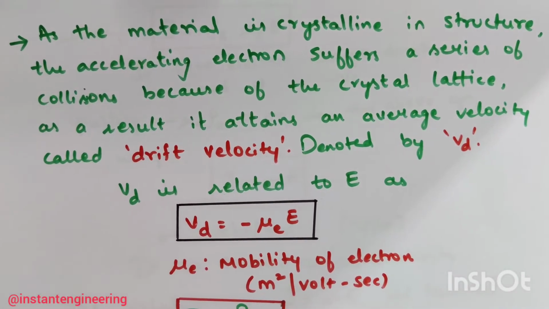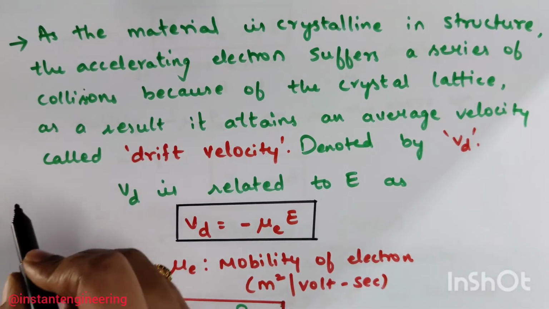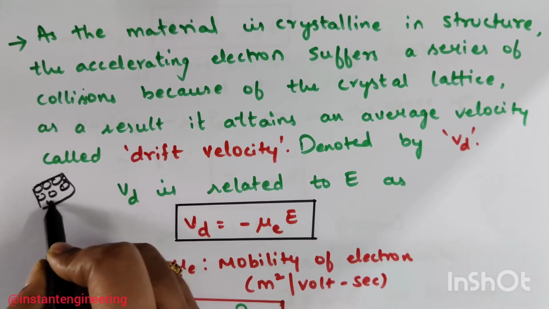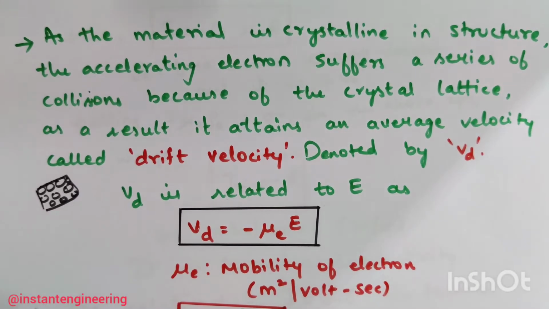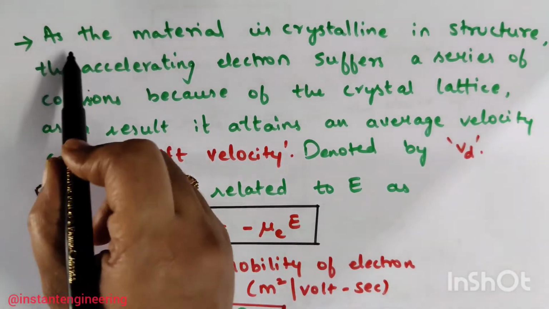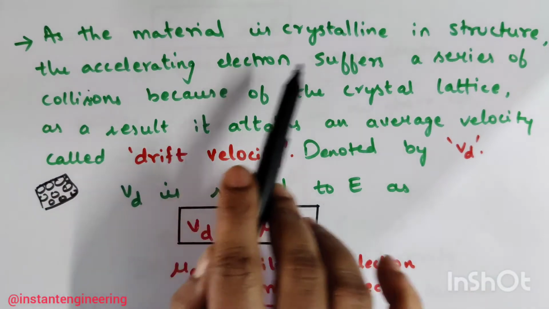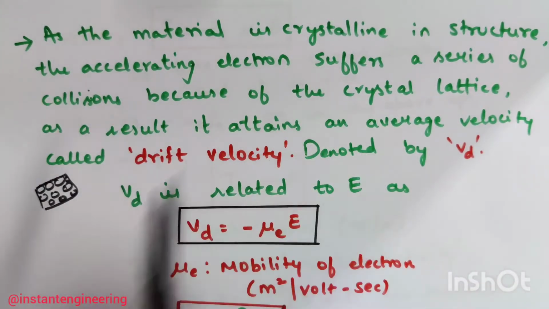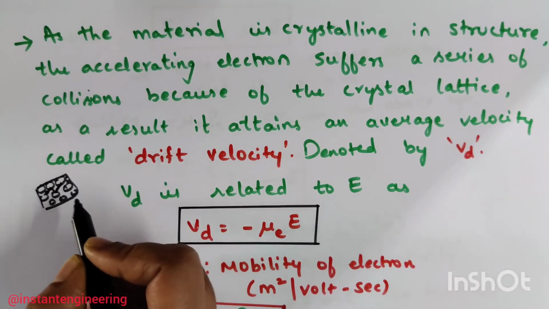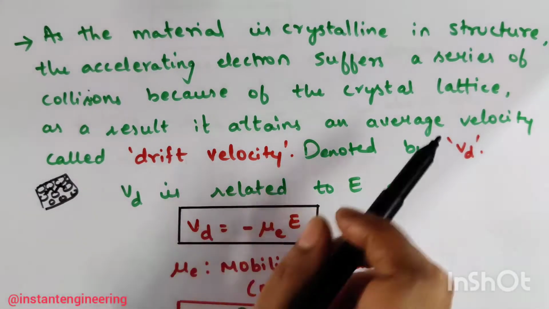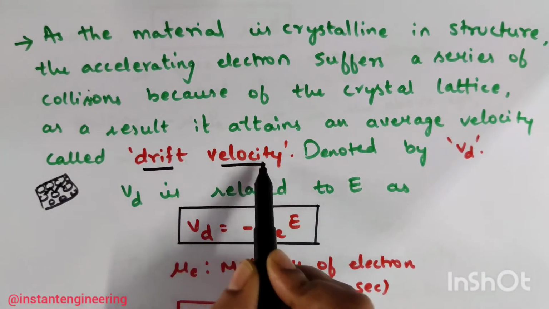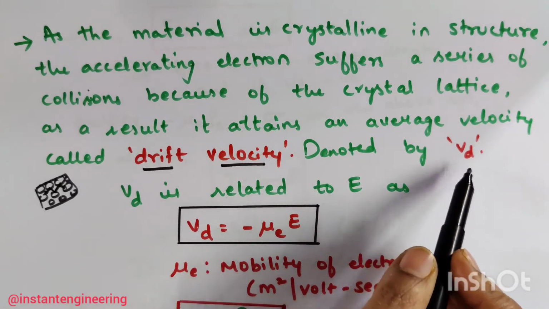Now, if that material is crystalline in structure, crystalline means something like jam packed, like the crystal lattice we say. If the material has a crystalline structure, the accelerating electron suffers a series of collisions. It will collide here, collide here, and because of that it attains some velocity, which is called the drift velocity, denoted by Vd. Understood?